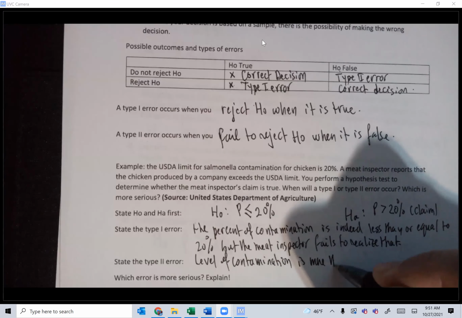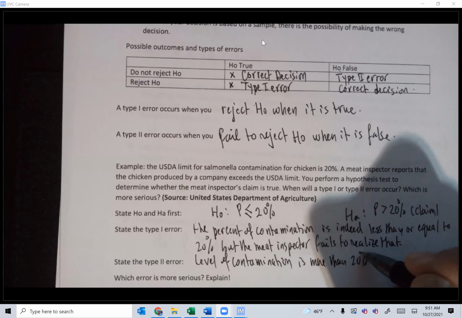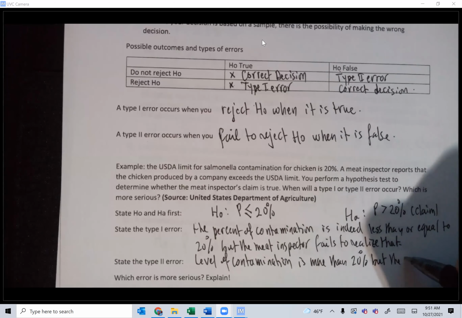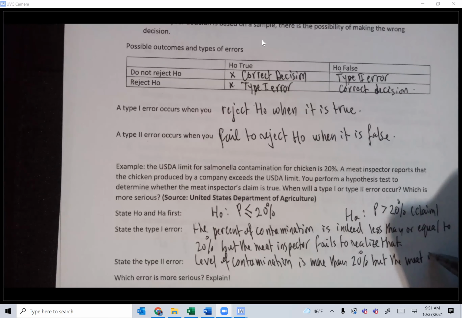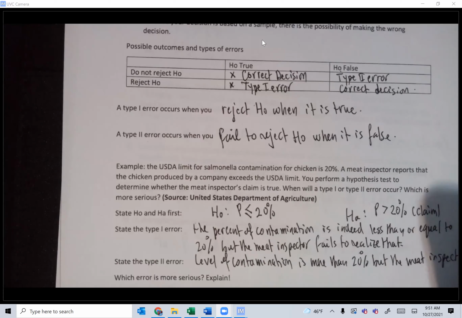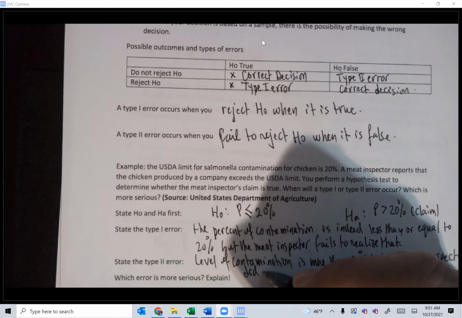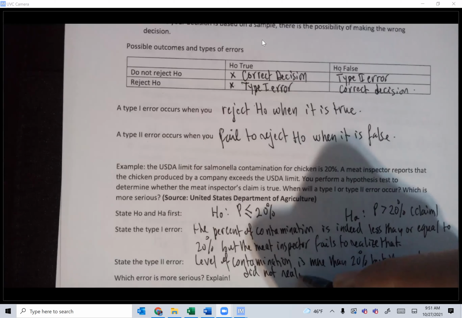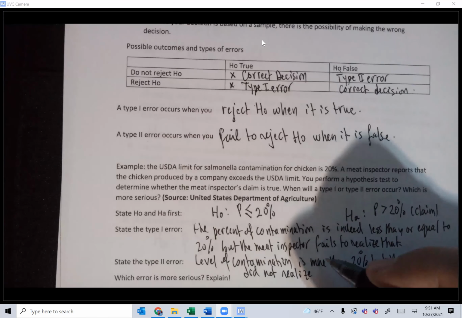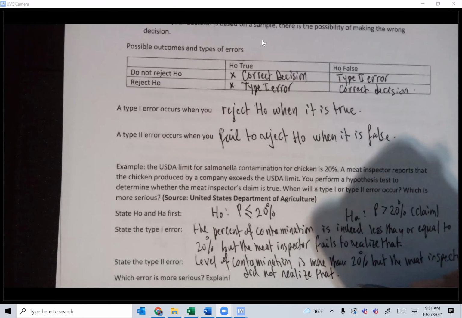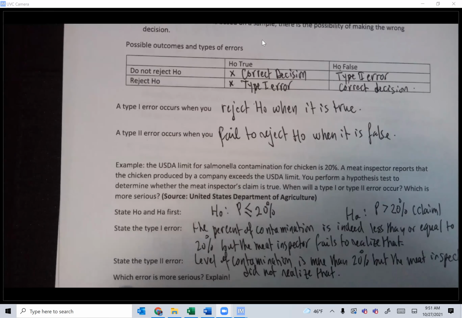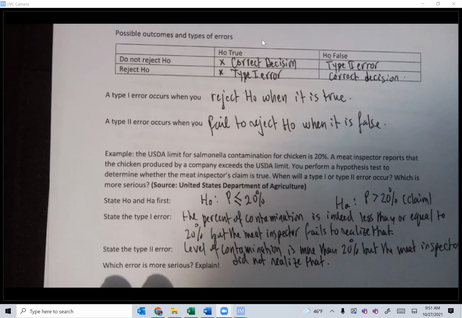Is more than 20%, but the meat inspector did not realize that. And that's serious, guys. And tell me, why do you think this is, why I think it's serious? What does it mean when the meat inspector checks the meat and says it is good to eat, but actually the level of contamination is more than 20%, and he failed just to acknowledge that? What will happen in this case?